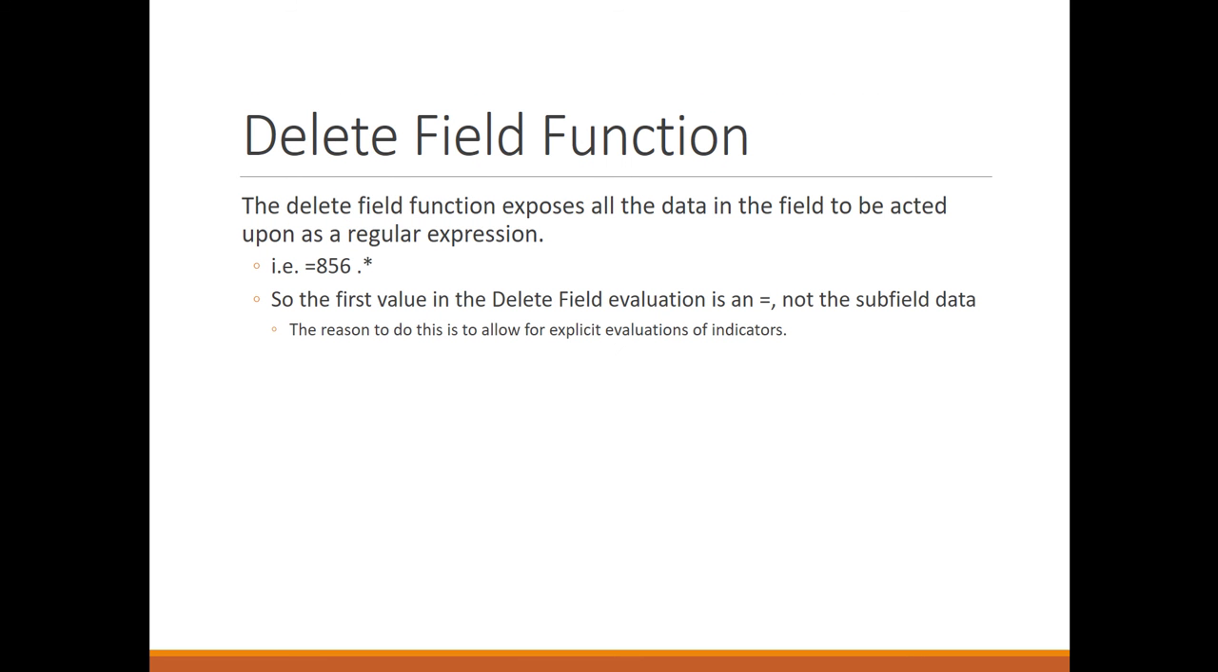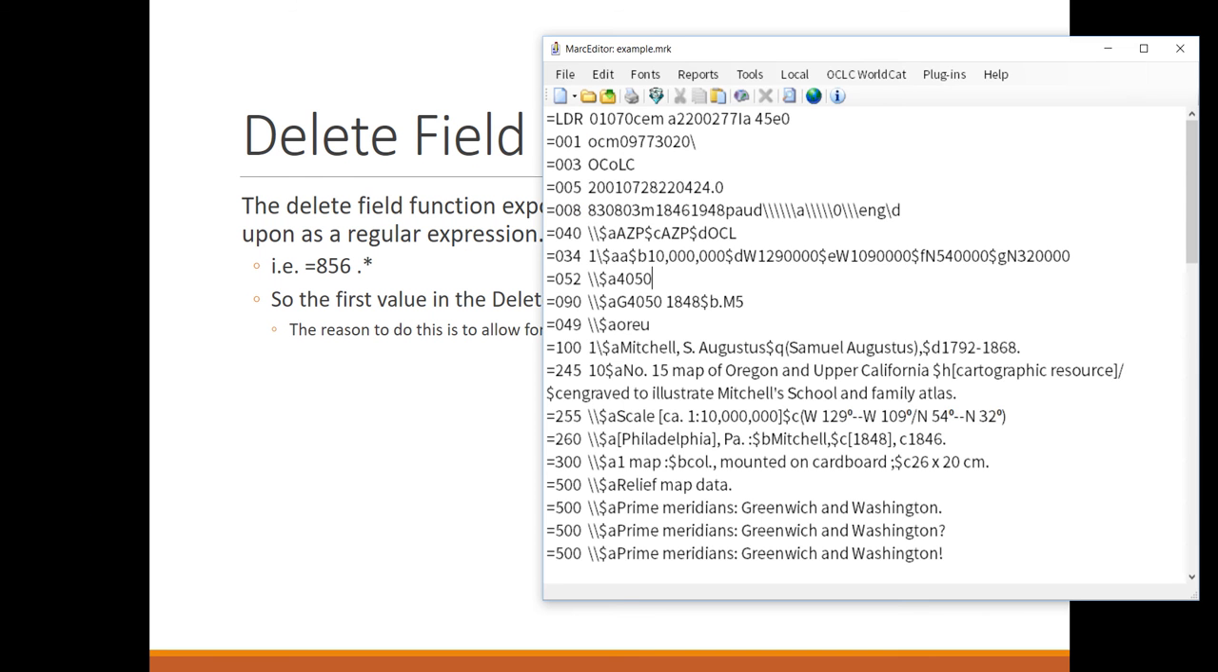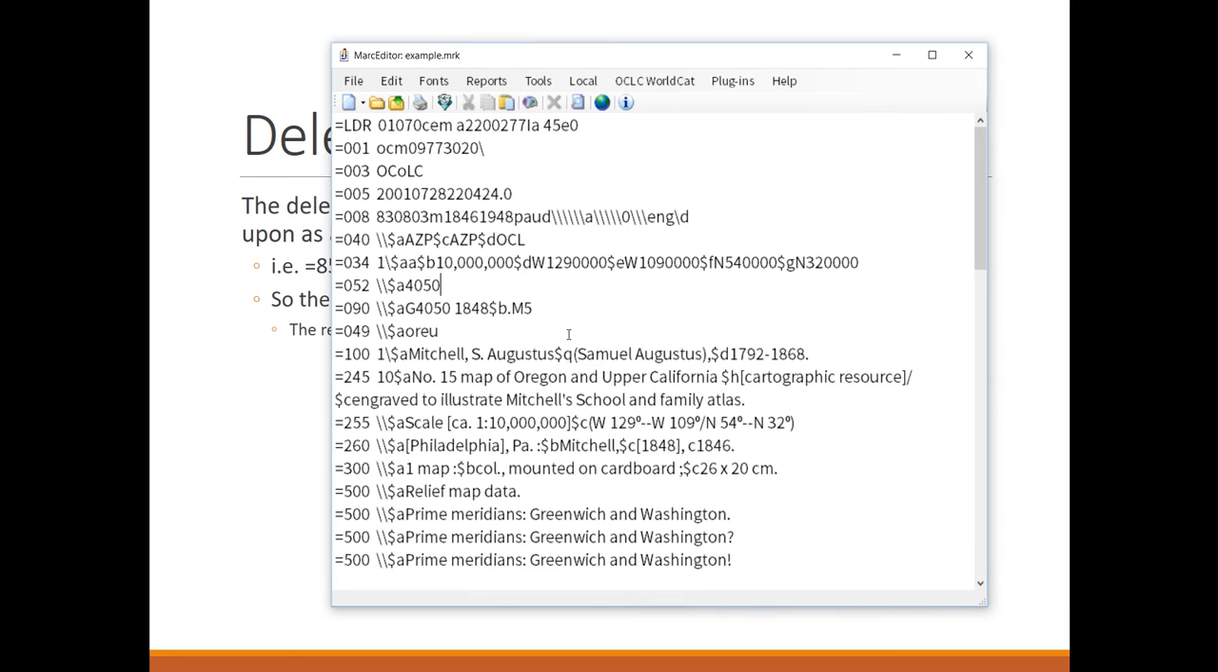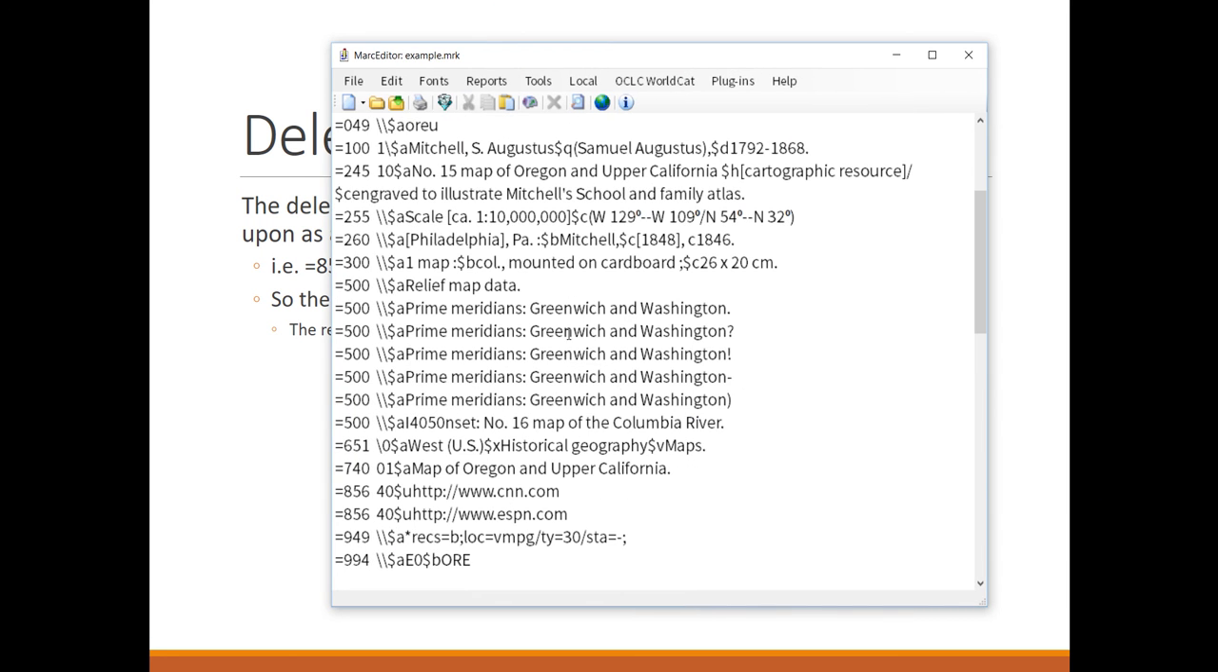Last one is the delete field function. The delete field function, I mentioned, lets you do different kinds of edits. The main reason for pointing this out is because one of the edits that folks tend to ask me about quite a bit are edits related to subjects. So I'm going to give you a derived subject example. A lot of times folks will ask me about how to remove fast headings.